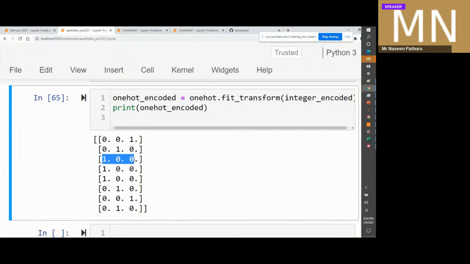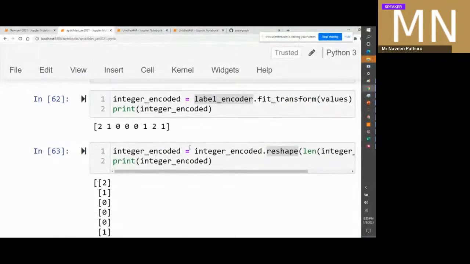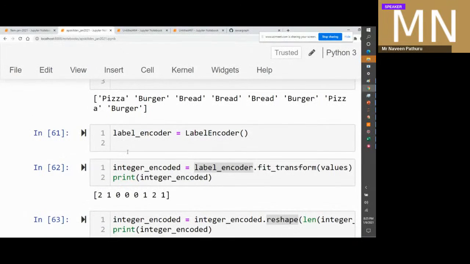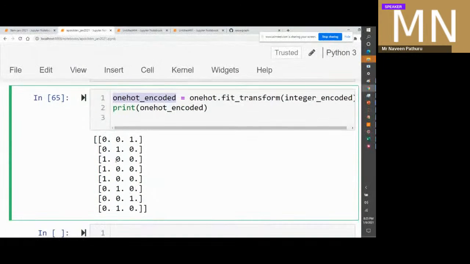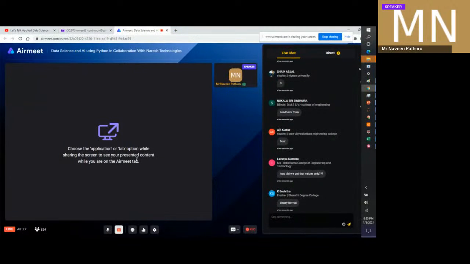What did we do? This is called one hot encoding. Label encoding is simple encoding. In simple encoding, you're just converting them into 0, 1, 2s. But in one hot encoding, you have converted them into this binary format. Everybody with me, guys? Quick yes, please.